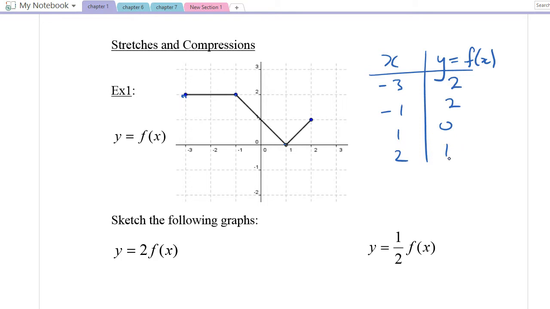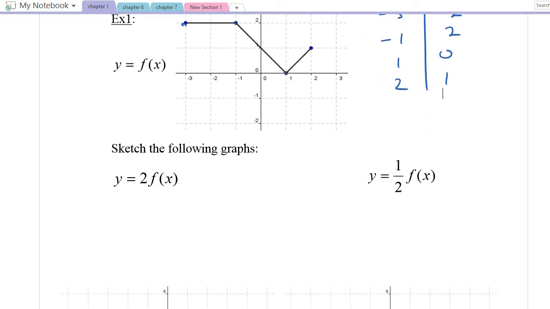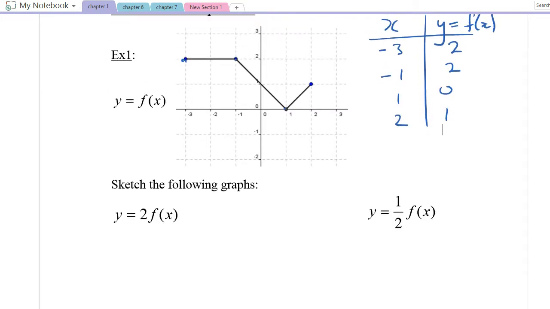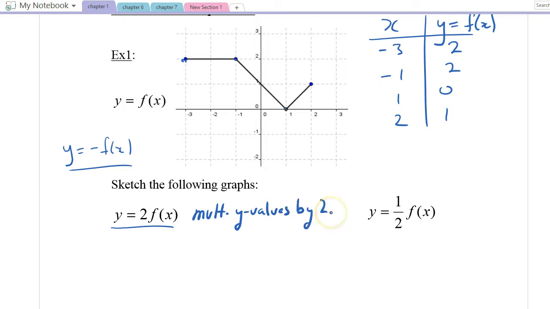Okay, so a minute ago on the previous page we did y is equal to negative f of x, right? And what did we do there? We multiplied the y values by -1. Not too surprising that what we're going to do here is multiply the y values by 2. So whatever that value was, right?